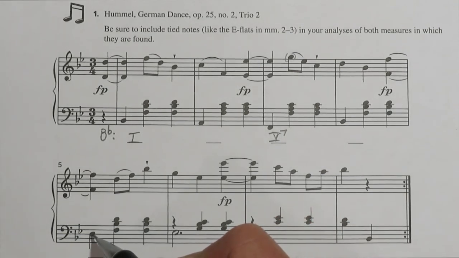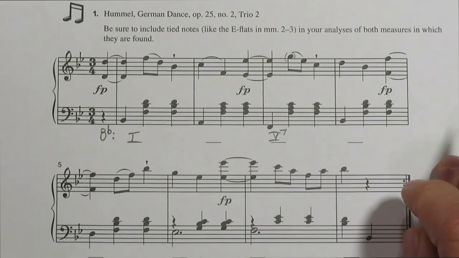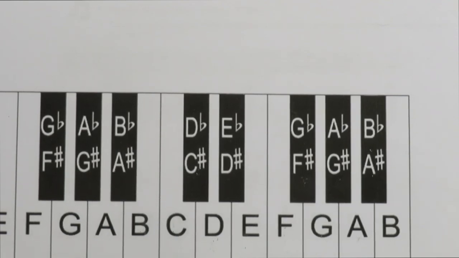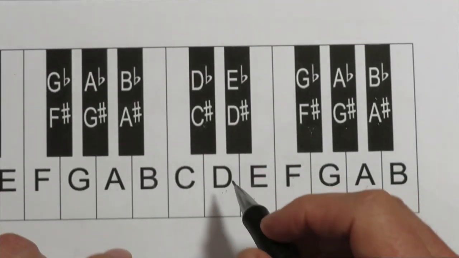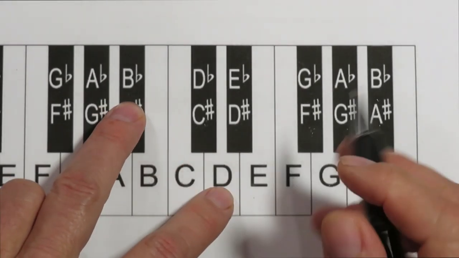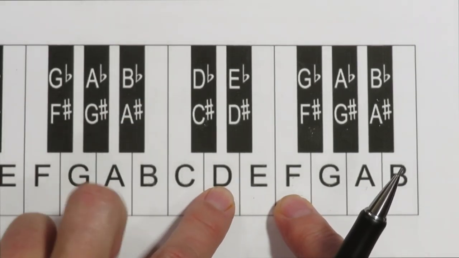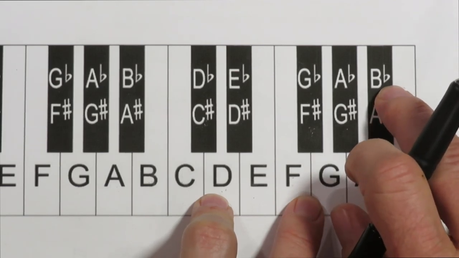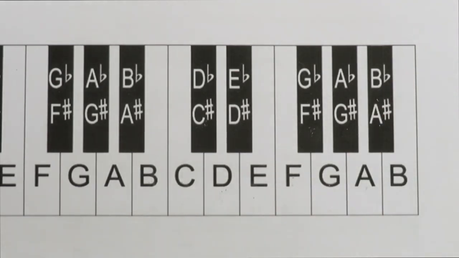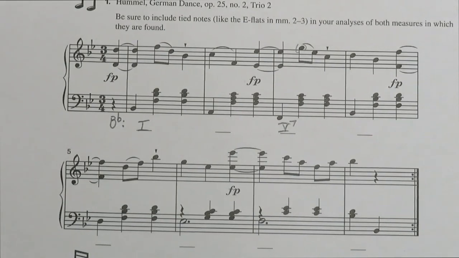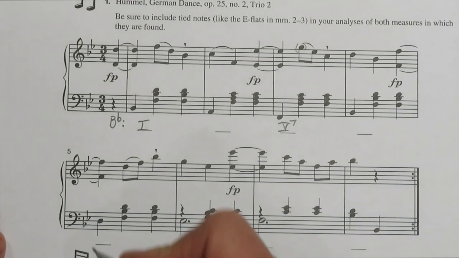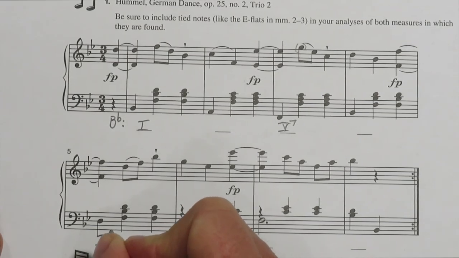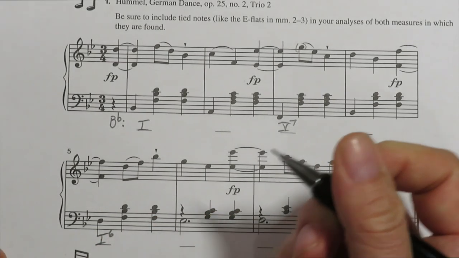So this would be an inversion. It has a D in the bass. The third is in the bass, right? B flat, D, F. So we know that that is a first inversion, all right? 6-3, just a 6, okay? So we will put 1-6, okay?